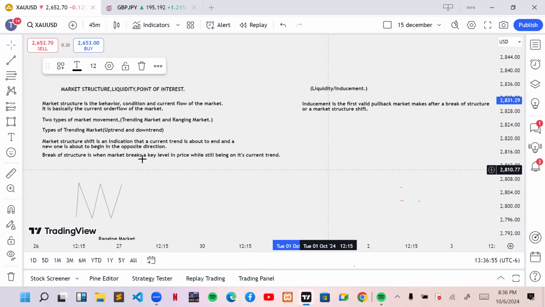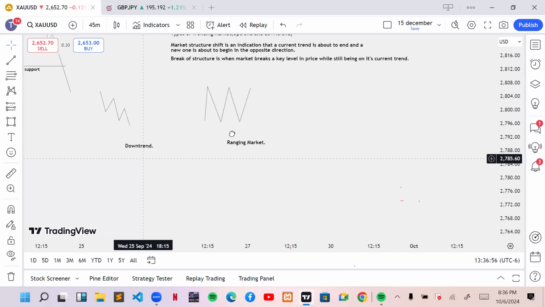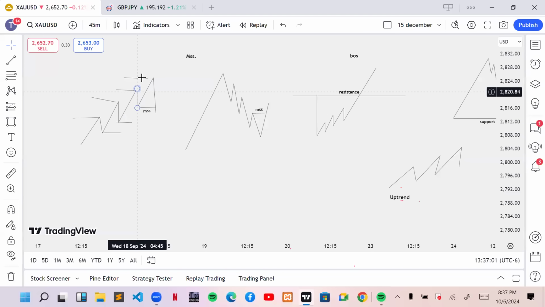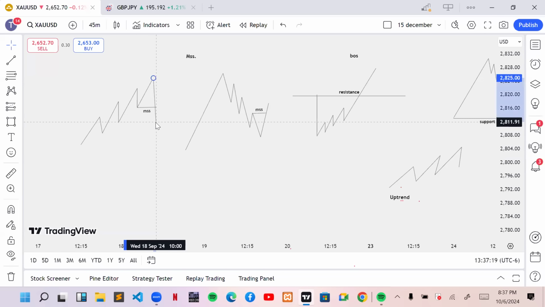So let me give you a visual example. So let me use the market structure shift first. So for the uptrend, this is an uptrend, and the market made a market structure shift. So before you can confirm your inducement, you have to first see either a break of structure or a market structure shift. Pay attention. So this was a market structure shift right here.